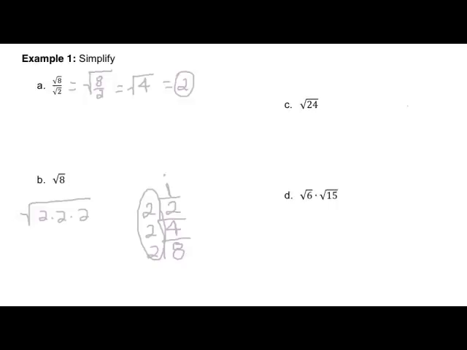Now, to simplify this radical, we know that the index is 2. We know it's a square root, so we're looking for groups of 2. So we know that two 2's will make up one group. Whenever we have a group, we know that that number goes outside of the square root.